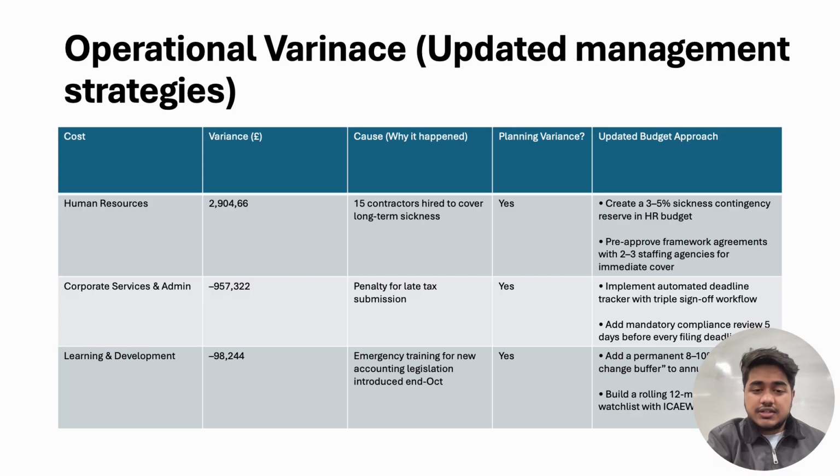So in the next slide, we're going to see the planning variances, which is updated budget. Planning variances occur when the original budget was unrealistic or based on incorrect assumptions. This means the issue is not operational but related to the planning. To fix this, the company needs to update its budget using more accurate forecasts and market information.